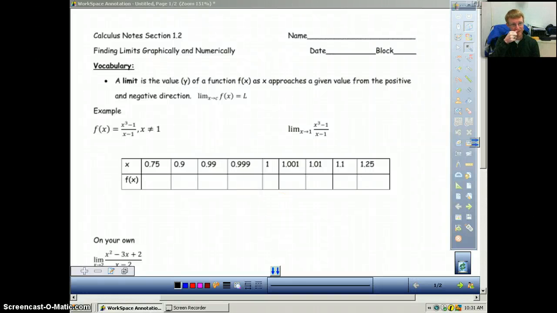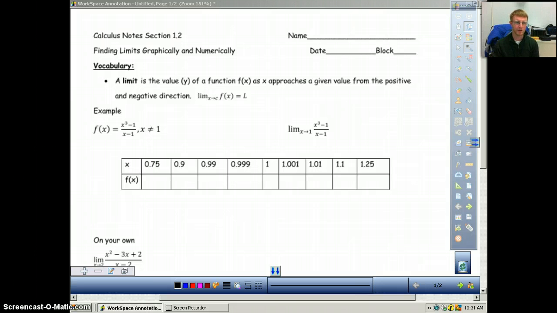Welcome to Calculus. This is going to be the first section that we're going to cover on limits. What we're going to be doing here is finding limits graphically and numerically. So this is going to be our brief introduction to limits. At first it can be complicated to understand what limits are. It is the introduction to calculus, so the material does start to get a little bit more college level here.